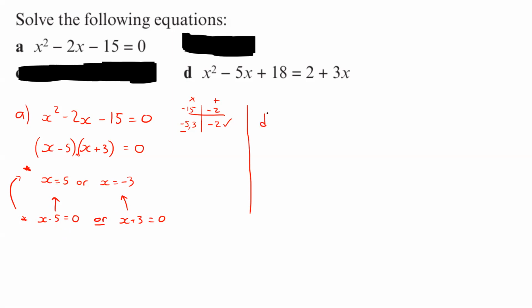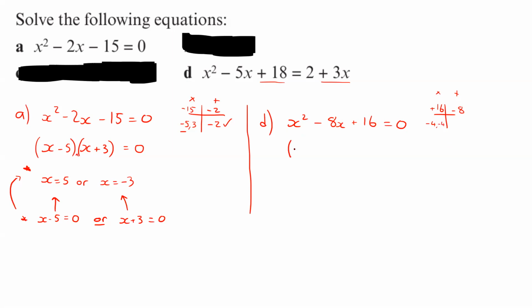For D, same idea, but first of all, remember to solve or factorize a quadratic, you want it equal to 0. So we're going to take all of these across to the left-hand side. I've got x squared minus 5x minus 3x, which is minus 8x. And I've got positive 18, subtract 2, so that's a positive 16. So this one I'm looking for numbers that multiply to be a positive 16, but add to be a negative 8. For this one, there's only one option, which is minus 4 and minus 4.